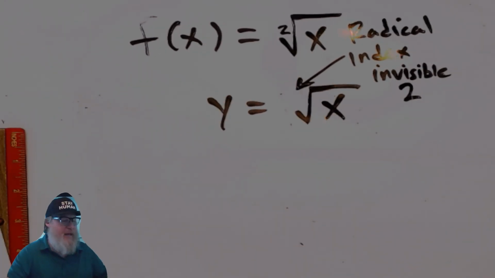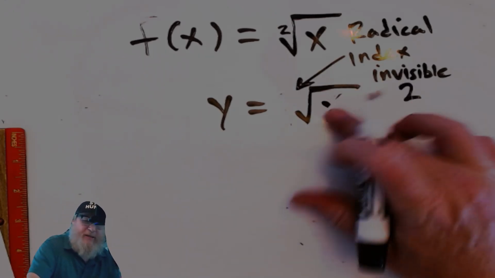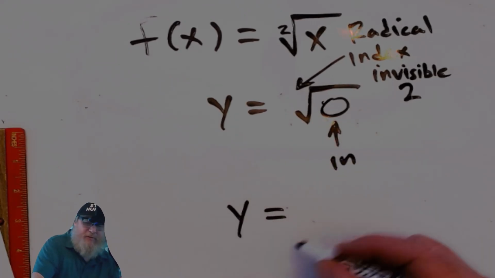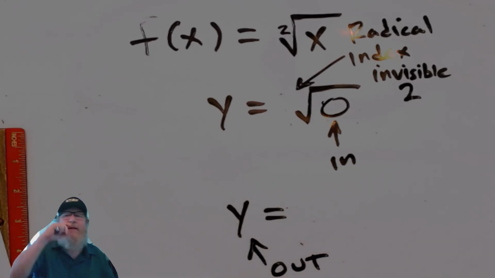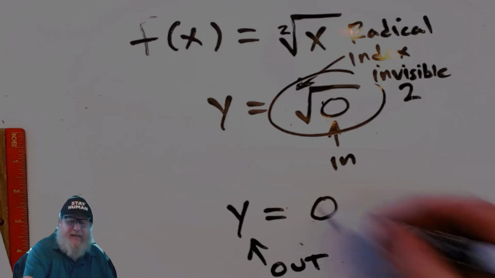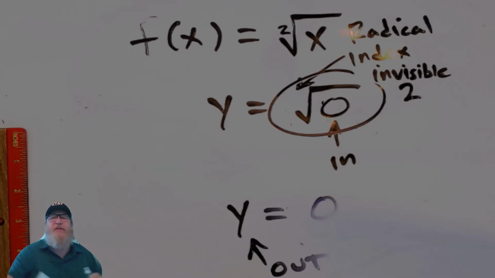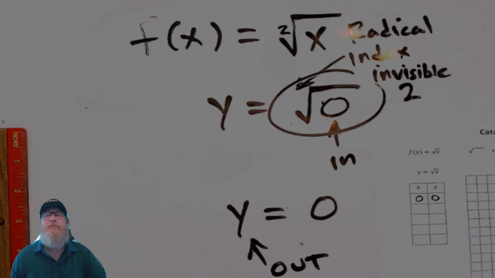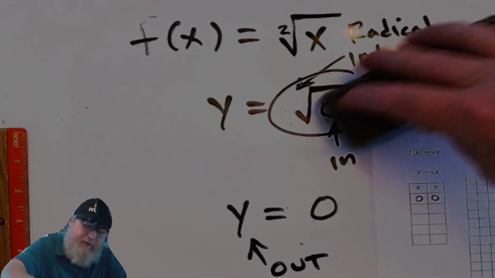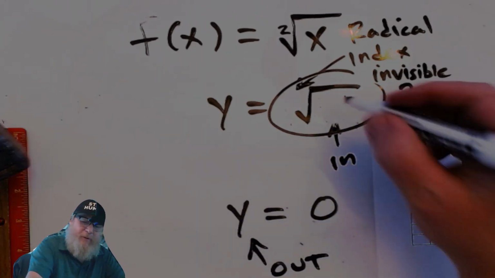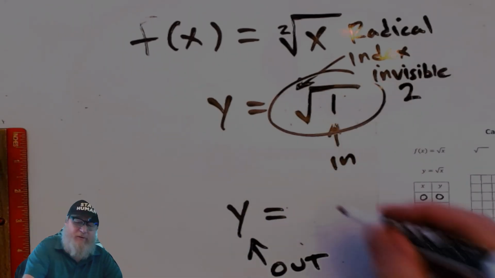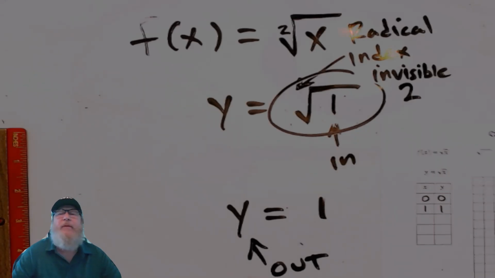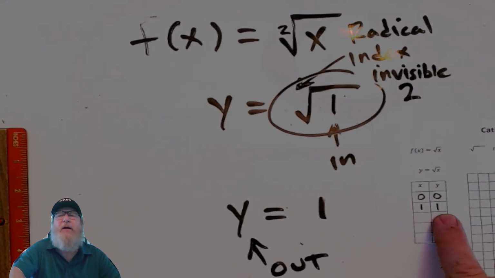All right, so let's go ahead and do it. If we input 0, what do we get out? The output would be the square root of 0. You don't need a calculator for that. The square root of 0 is equal to 0. And we're going to follow the same procedure that we did in the last example. We're going to plug in 1 next. Again, you don't need a calculator for 1. Square root of 1 is 1. So my input is 1 and my output is 1.